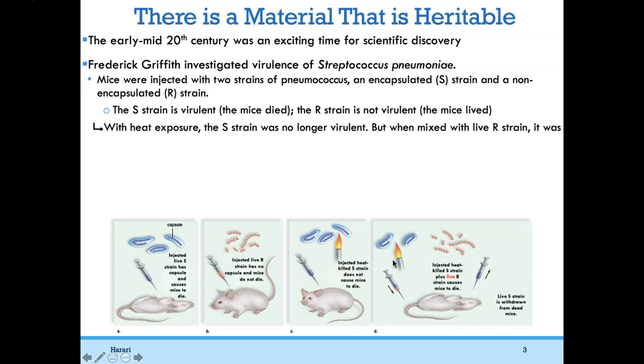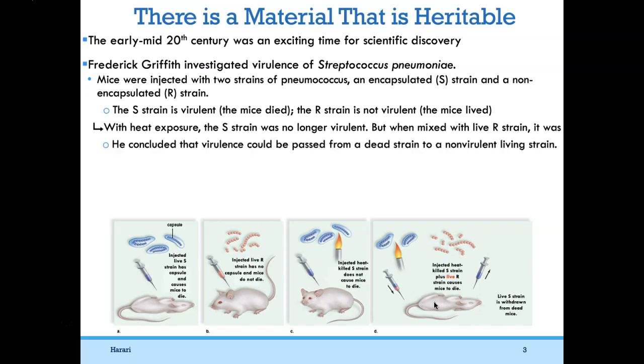But if he injected the killed infectious bacteria plus the R strain, which was never normally infectious to begin with, together the mice died. Not only did the mice die, but he recovered live S strain from the dead mice. So maybe pause here and take a second to review the textbook explanation of this experiment and make sure you understand what he observed.